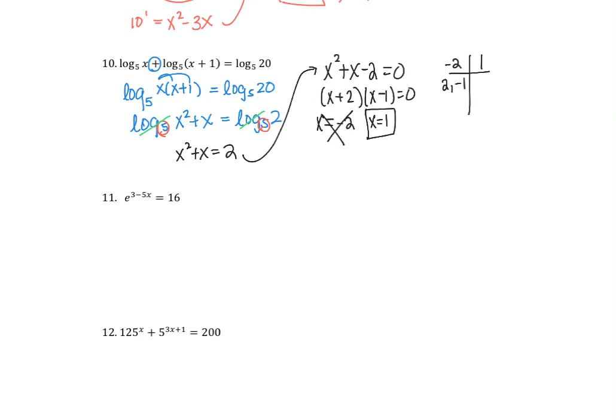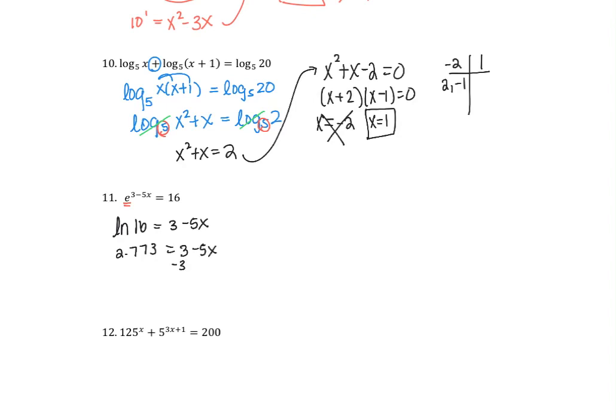Number 11 is already condensed and simplified, so it's in exponential form, so I'm going to convert it to logarithmic form. E is the base, and whenever E is the base, we're going to use natural log. So it's natural log of the other side equals the exponent. And we can type in natural log of 16 in our calculator, and we'll just round it to a few decimal places. Natural log of 16 comes out to 2.773 equals 3 minus 5x.